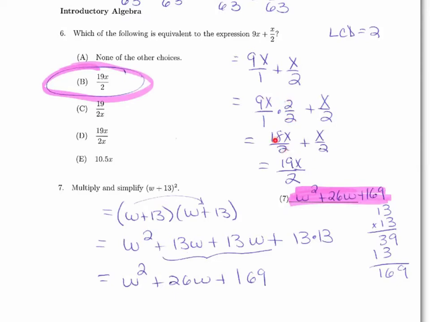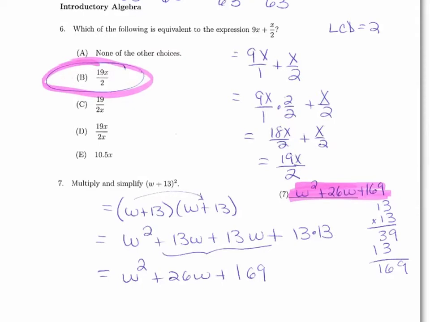9x times 2 is 18x. Now we have like denominators. We can add across the numerators to go from this step to this step. We take 18x plus x is 19x to give you 19x over 2. You take a look at all the choices, and there's only one here, so the answer is B.